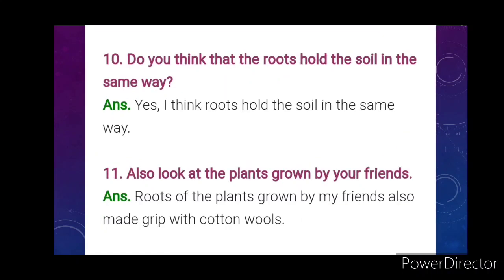Do you think that the roots hold the soil in the same way? Yes, I think the root can hold the soil in the same way as it is gripping on the cotton. Also look at the plants grown by your friends. The roots of the plants grown by your friend also made a grip. So what you have done, maybe the same experiment they have done, you can see on their seeds also roots came out and the roots started to grip on the cotton.